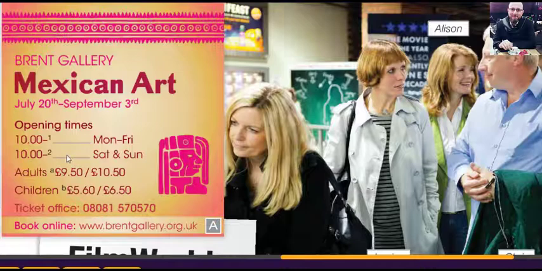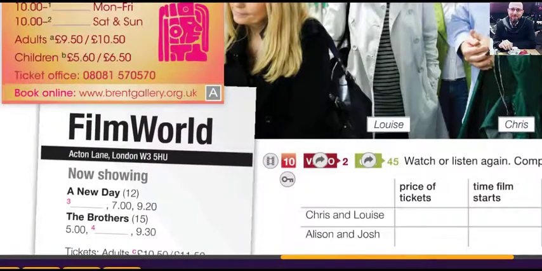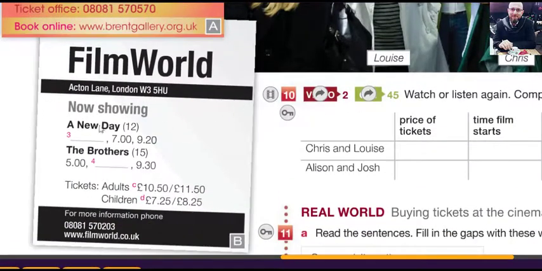So we will listen, and we will fill in the gaps with time. This is about the Mexican art. Then we have here Film World. Again, we have two films, A New Day and The Brothers. So A New Day, we have three times. Number one we don't have, we listen and fill in the gap. And The Brothers, the same. Three times, number one we have, number three we have, but number two we don't have. So listen and fill in the gaps.